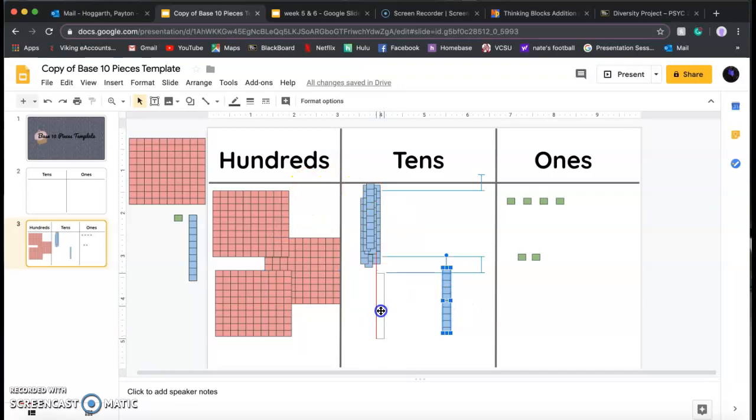So what I have left over is 6 1s, 1 10s, and 3 100s. So right now I have 316. So that's the first problem.